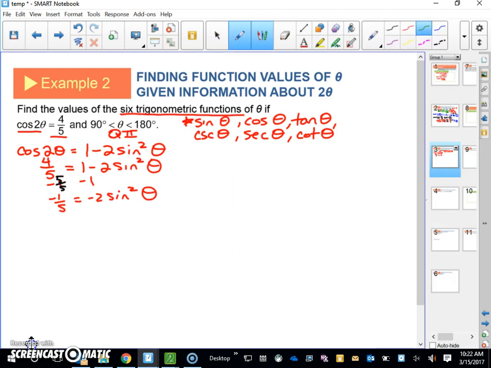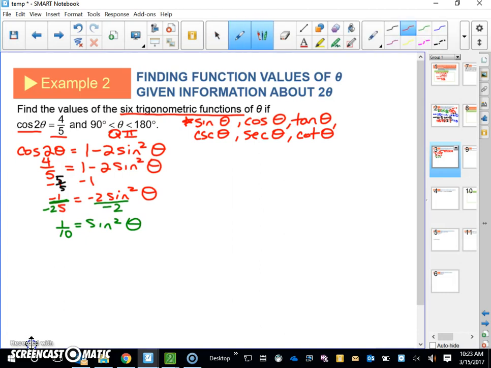If I'm trying to isolate sine theta, I'm going to divide by this -2. Now here's the little trick, okay? I've already got a fraction bar there, I've already got a division sign there. So when we divide by -2, it's just going to go underneath the fraction, on the bottom with 5. I'm dividing by -2 and I'm dividing by 5. So that's like -10. I would have -1 over -10, or positive 1/10 equals sine squared theta.